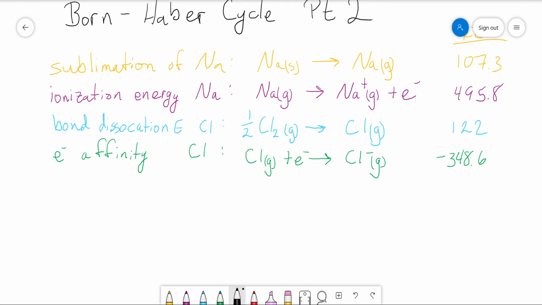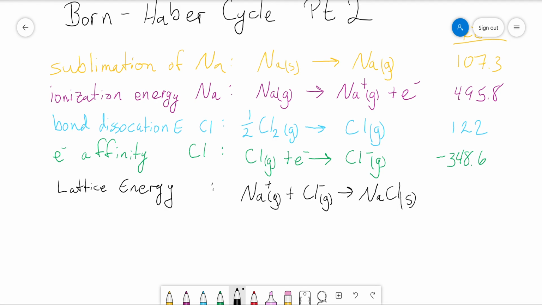Last but not least, if we add in here our lattice energy step, we have Na plus gas plus Cl minus gas going to NaCl solid. And that was negative 787. Now, I want to just take all of these values and equations and I want to add them. Okay? I'm going to add them all up just like you can do in algebra. You can add 3, 4, 5 different equations, whatever you want. I'm also going to add all of the energies for these.